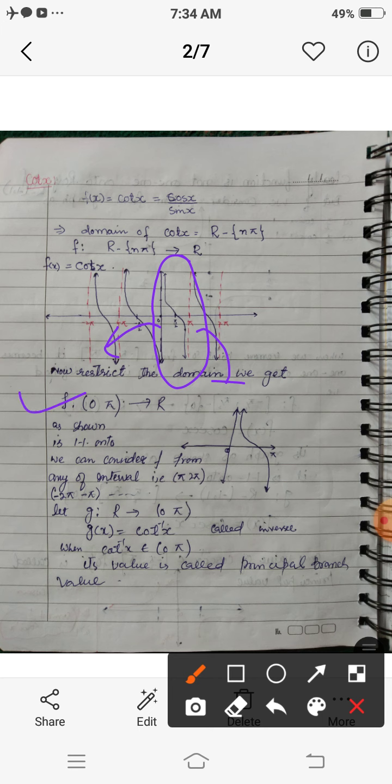Now if we consider the function from the open interval (0, π) to R, then it is one-one onto. Here we have 0, this is π. At π/2 the value is 0, so the graph is like this. Clearly this function is one-one onto in this interval. Now when it is one-one onto, its inverse exists. If we consider the function g from R to the interval (0, π) defined by g(x) equals cot inverse x, this function g is called the inverse of cot x, which is called the arc cot function.